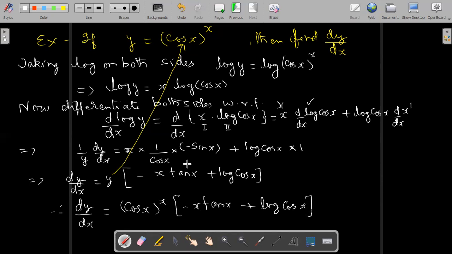So like this, if it is a function to the power function, then we have to take log and then we can differentiate. So our next exercise is based on these types of differentiation.